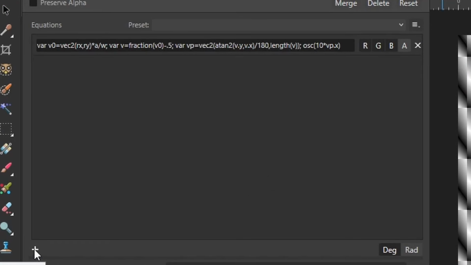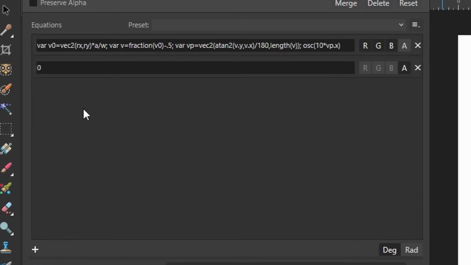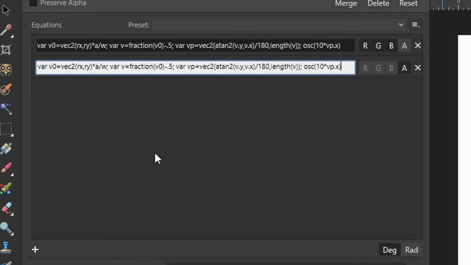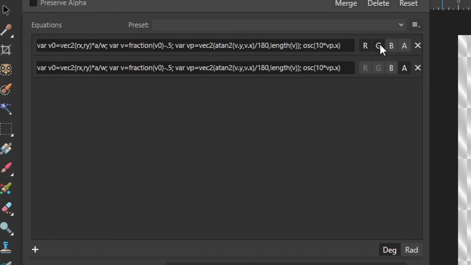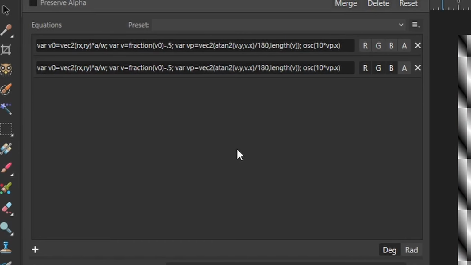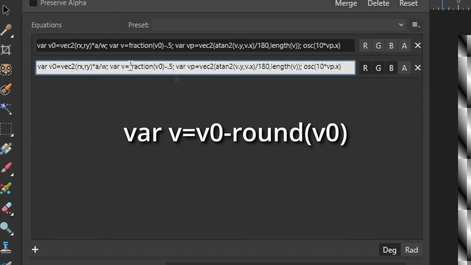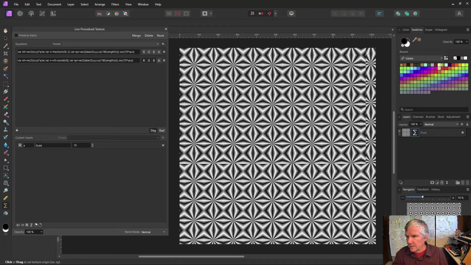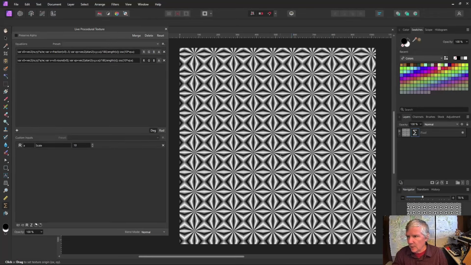So I'd like the same pattern no matter how I position this. So I'm going to add a new equation, and I'm going to copy this one and paste it down here so I can keep track of what I did to it. Alright, I'm going to assign this one the RGB channels. Instead of fraction of V0 minus 0.5, I'm going to put in V0 minus round of V0. And there, now it's the same pattern no matter where I move this.